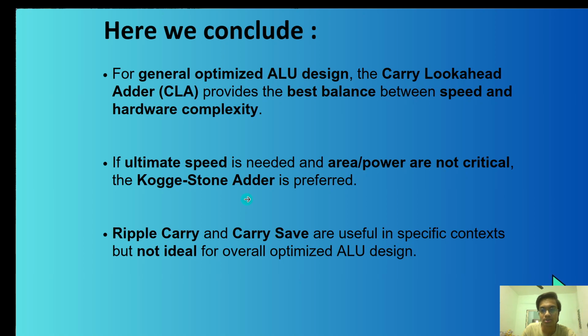We can use Kogge-Stone when we require higher speed and we don't have limitations, area wise or power wise. Ripple carry and carry save are not often used.